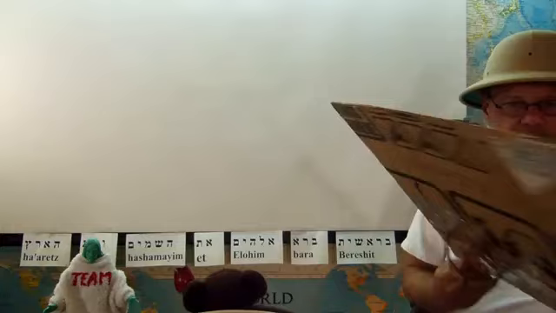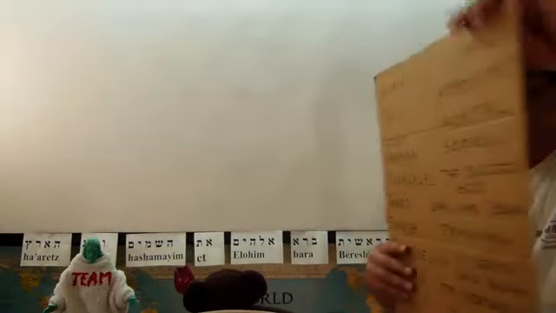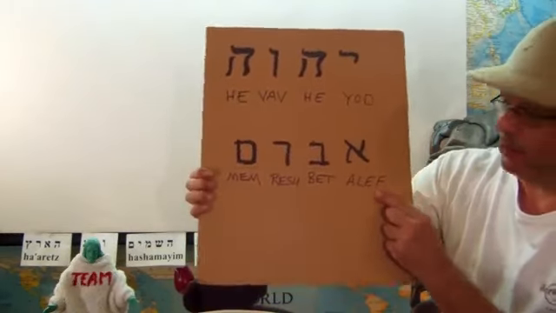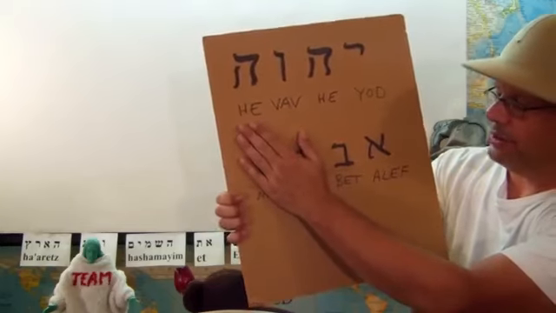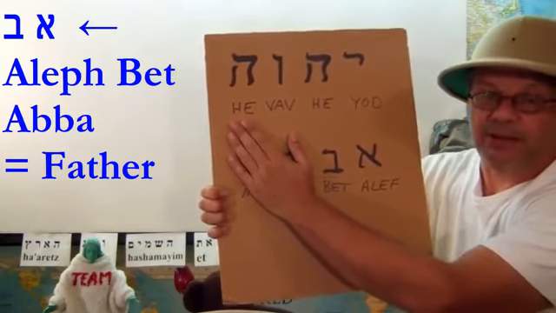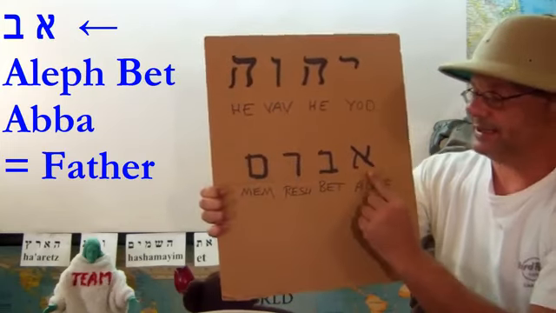Remember that. Now, here's another little board that gives you an example of this. Here you have this much right here, a Hebrew word, Aleph Beit. It's pronounced Abba. Well, let's figure out what it means.